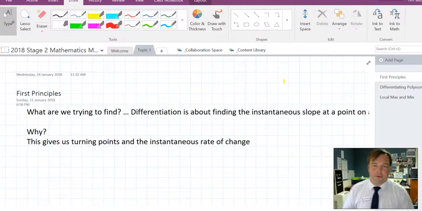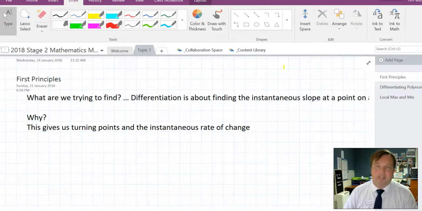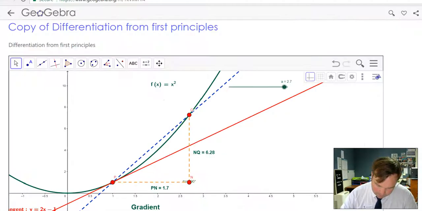Alright, first of all, what are we trying to do? Well, by differentiating a function, we can find the instantaneous slope at a point on the curve. This, in turn, gives us the instantaneous rate of change and helps us find turning points, maximums, minimums, etc. So, what does this look like?